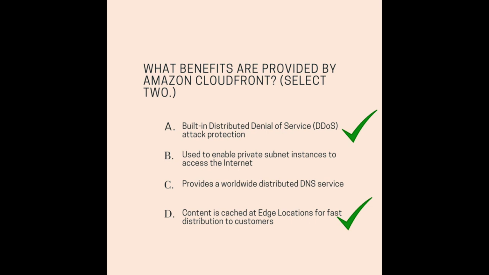Benefits include: cache content at edge location for fast distribution to customers. Built-in distributed denial of service, DDoS, attack protection. Integrates with many AWS services: S3, EC2, ELB, Route 53, Lambda.